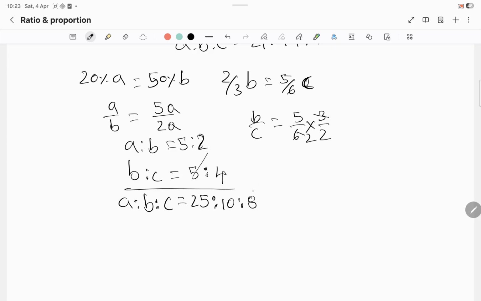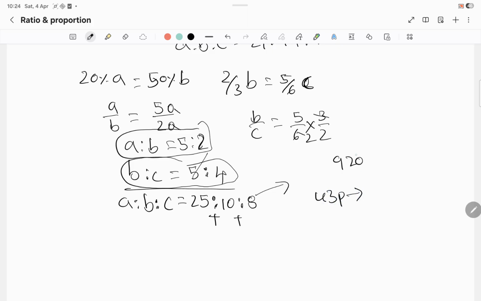Suppose there is a question like this: 3 people went on a work, A, B and C. A is to B got money in the ratio 5:2, and B is to C is 5:4. In total they have been given some money to share. What is the money A will get in that share? Suppose they got 860 rupees. So how much will each person get? Total is how much? 25 plus 10 plus 8, 43 parts.